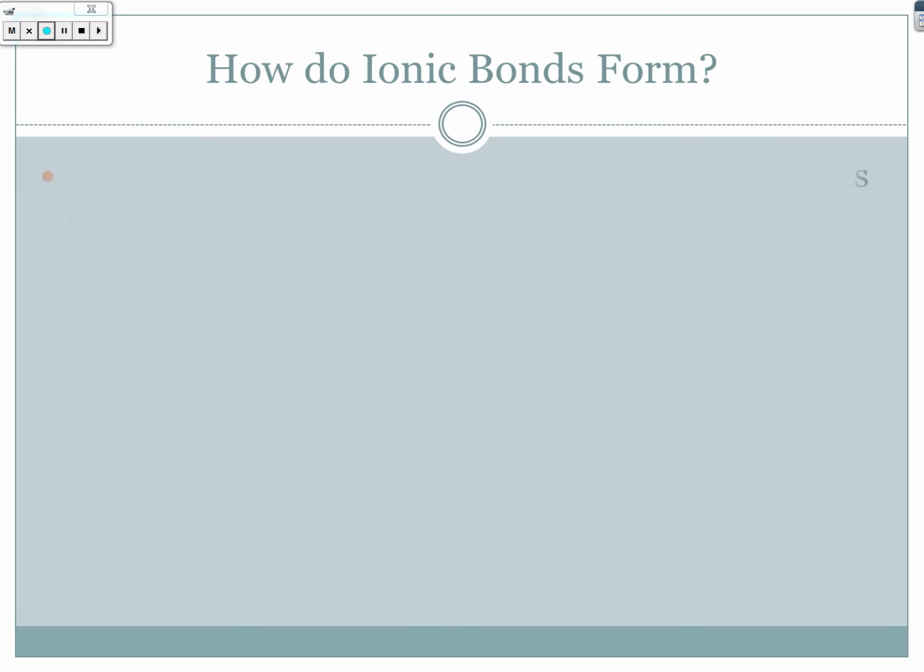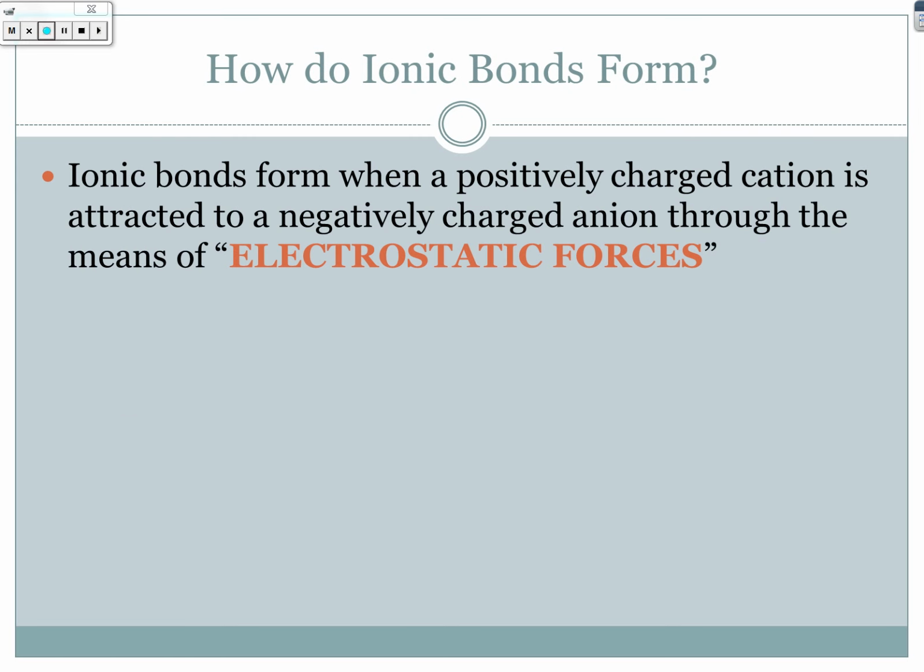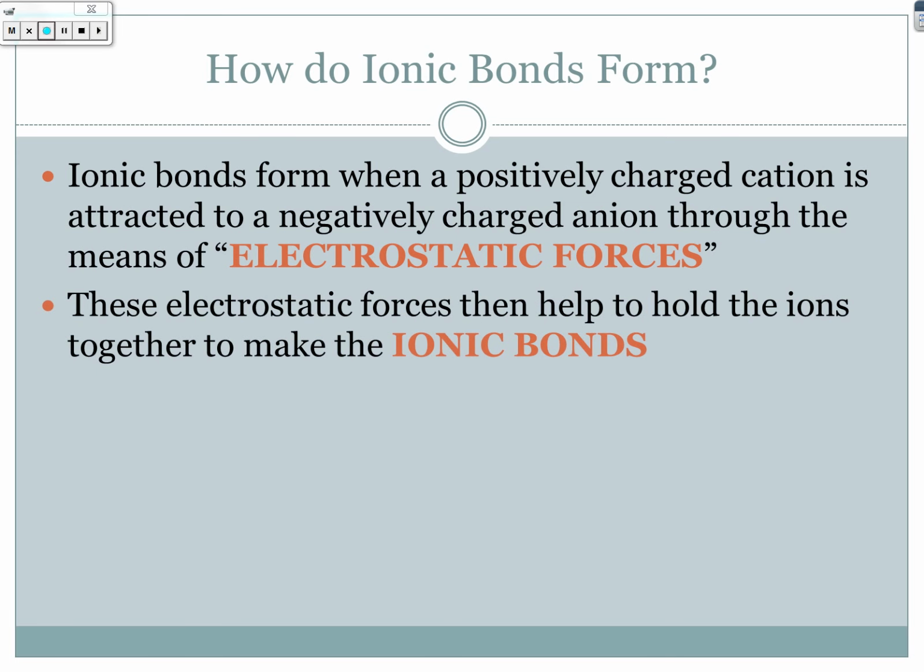So how do ionic bonds form? Ionic bonds form when the positively charged cation is attracted to the negatively charged anion through what we call electrostatic forces. These electrostatic forces then help to hold the ions together and make up those ionic bonds.